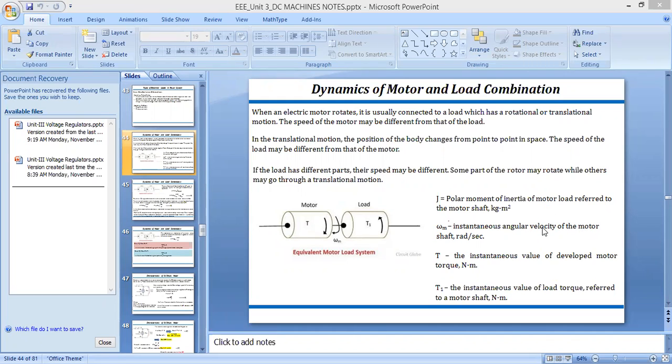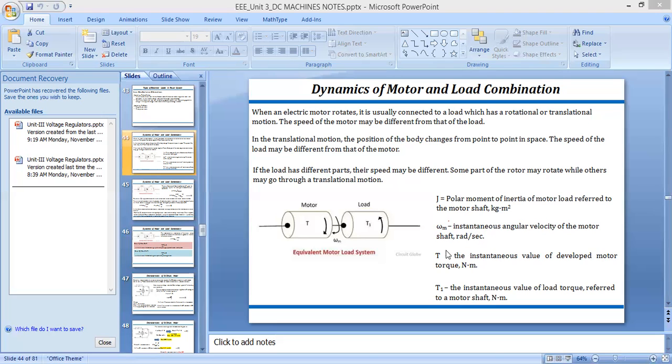Speed and velocity both have the same meaning. What is the difference? Speed does not have a direction, and velocity is a vector term. Speed is a scalar quantity and velocity is a vector quantity because it has direction. So we can say Wm is the angular velocity of the motor, which has direction, and we calculate angular speed in radian per second. Radian per second, because we know speed can be calculated as number of rotations per minute, but we are taking it in a second, so radian per second.